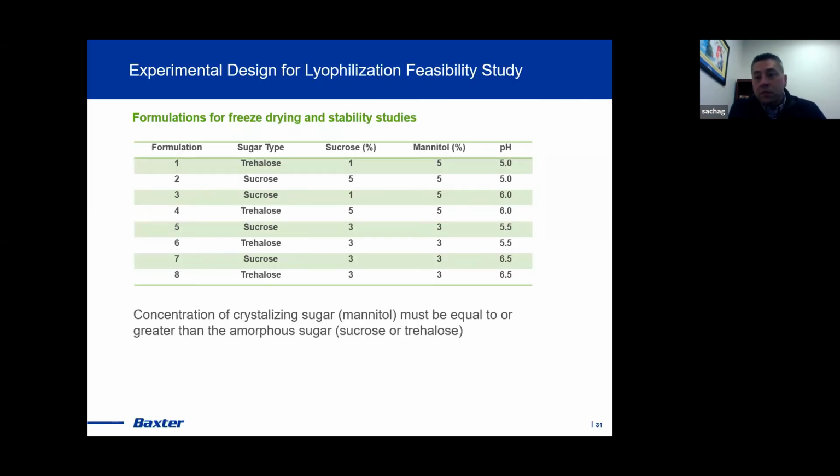So we can conduct a study to look at different sugar types. We've done this where we examine the effect of sucrose and trehalose while keeping mannitol constant. The reason why we do this is that if you're going to use a crystallizing component, they have to be at either the same concentration or more than your amorphous component. Otherwise, you risk them not crystallizing.